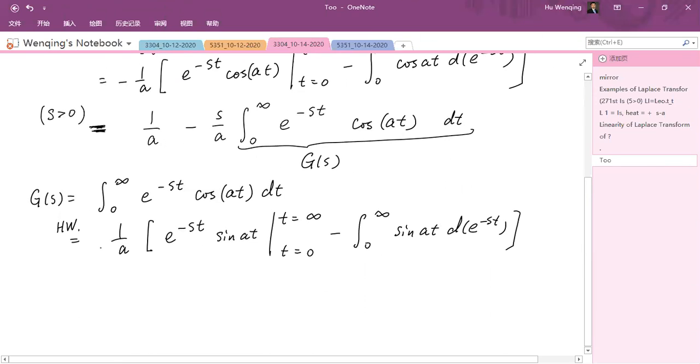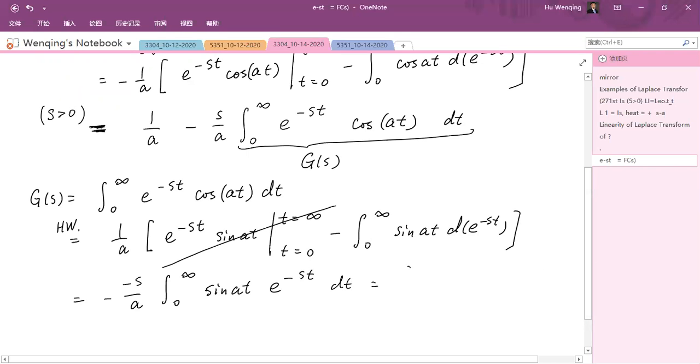Okay, so I will leave this to you as a homework exercise. Just check by yourself. Now, when t is infinity, again, the exponential is 0, and sine 0 is also 0, so you won't have anything here. Is that good, family? Okay, so you're just going to have 1 over a of the integral from 0 to infinity of sine at times minus the derivative of e to the power minus st. We're going to have a minus sign here, and then dt.